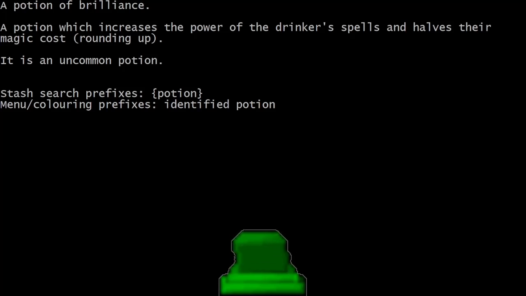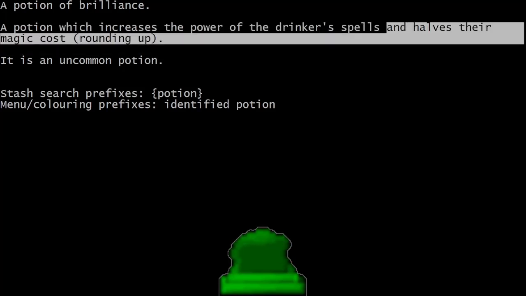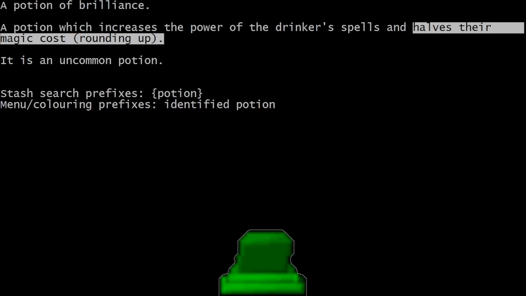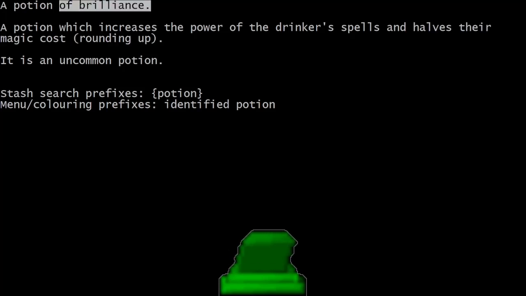I don't remember when it was, but it was reworked a couple of years ago, and it was made so that instead of helping you cast the spells, it made it so that your spells were more powerful and half their mana cost, as you can see. The halving of mana cost part is so powerful. It is probably one of the strongest effects that you can apply to yourself, and of course, you can only get it from Potion of Brilliance and from the Robe of Folly.